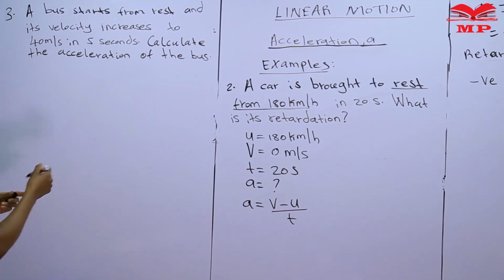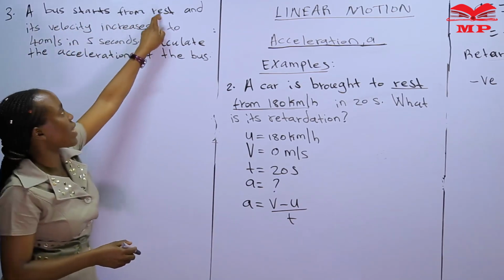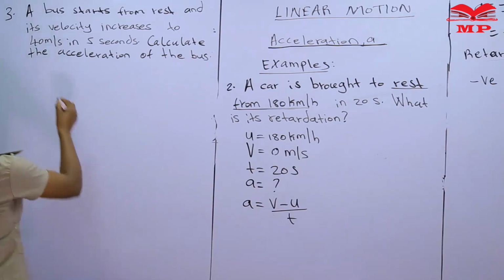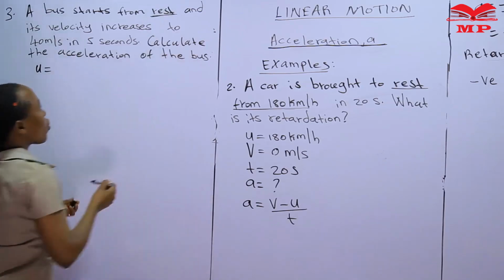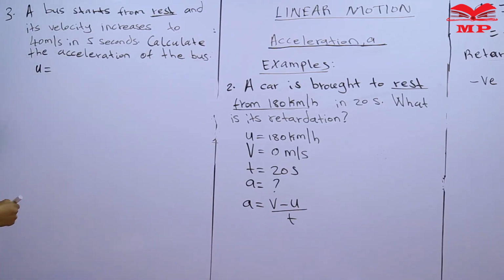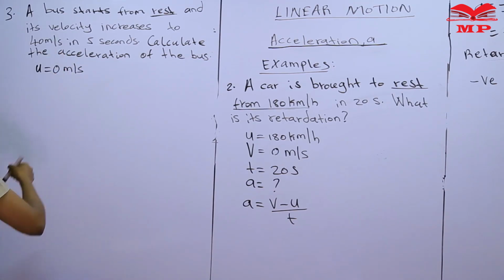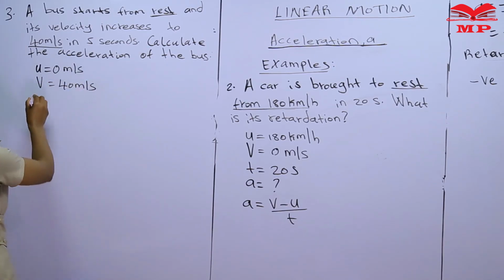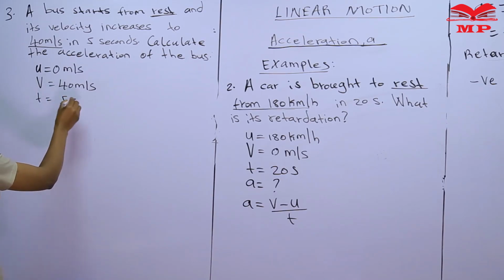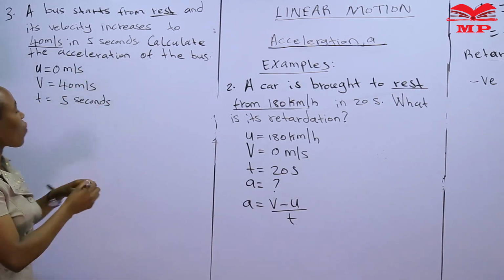So in this case, we are told that this body, that is the bus, is starting from rest. So if the body is at rest, the initial velocity is 0. So we have 0 meters per second, and it attains a velocity of 40 meters per second. So the final velocity is 40 meters per second, and the time taken for that is 5 seconds. So the question is, calculate the acceleration of the bus.